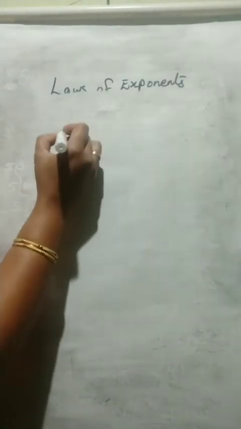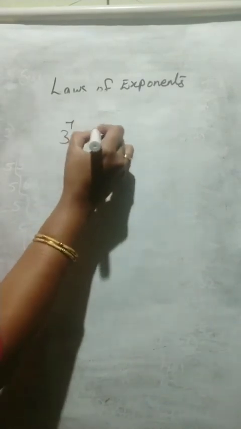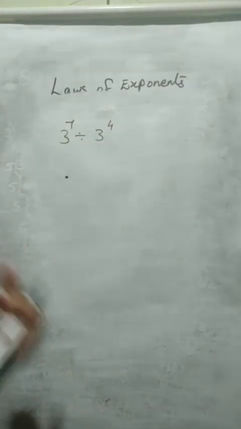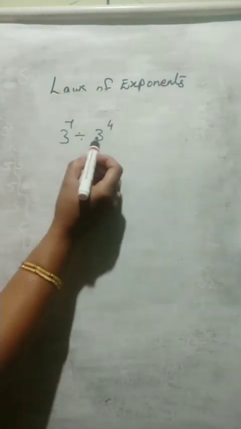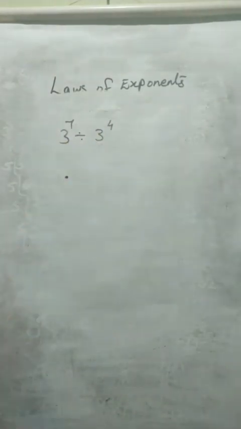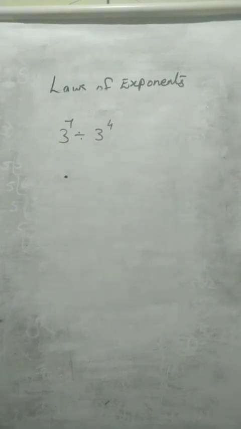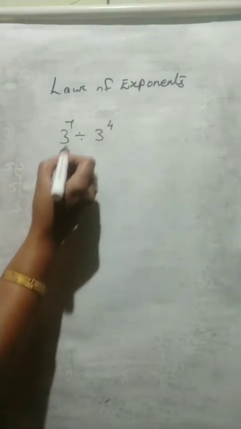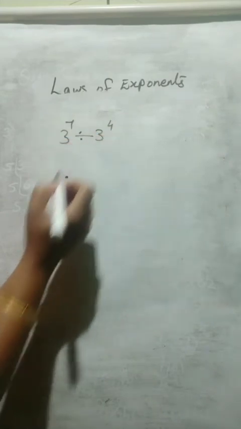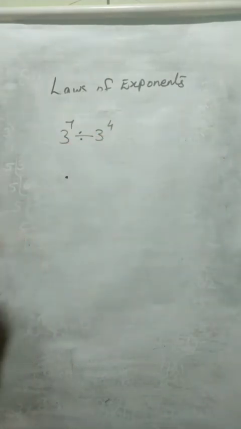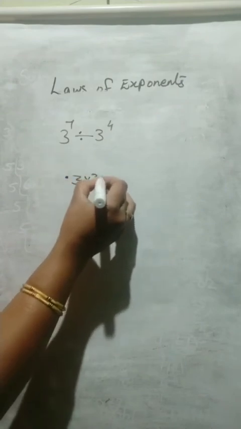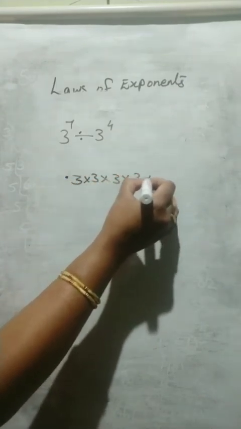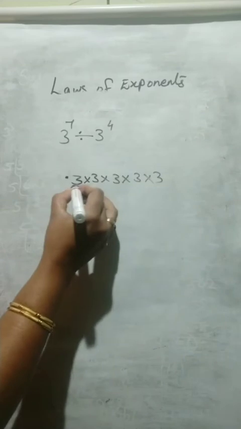Next, 3 raised to 7 divided by 3 raised to 4. Multiplication is over. Now we can think about division. Here the bases are the same, powers are different. Actually, this is division, okay? Not multiplication. Then 3 raised to 7, that is 3 into 3 into 3, how many times? 7 times. Okay.